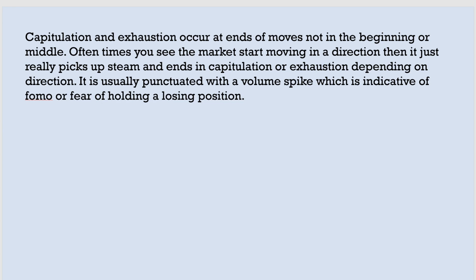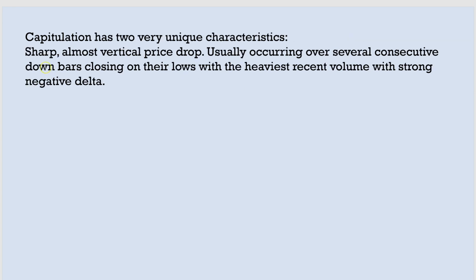It's usually punctuated with a volume spike, which is indicative of FOMO, or fear of, that's actually not FOMO, fear of missing out, or fear of holding a losing position. I sort of combined capitulation and irrational exuberance on the same page there. But for capitulation, it's fear of holding a losing position. Capitulation has two unique characteristics: a sharp, almost vertical price drop, usually occurring over several consecutive down bars closing on their lows, right, with the heaviest recent volume with strong negative delta.